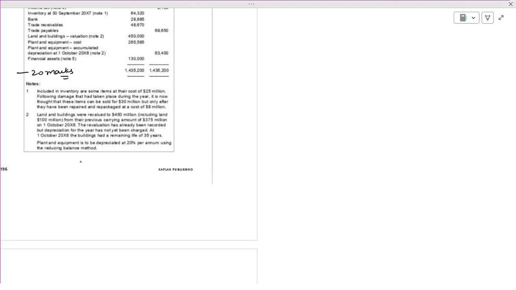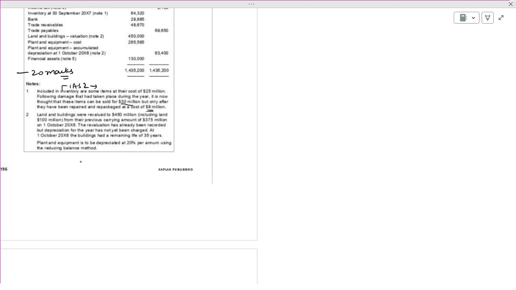Everything we have covered previously, from chapter 1 till chapter 9, all points will be there, randomly. Included in inventory are some items, 25 million, following damage that has taken place during the year. It is now thought that these can be sold for 30 million, but only after they have been repaired and repackaged at a cost of 8 million. Fine.